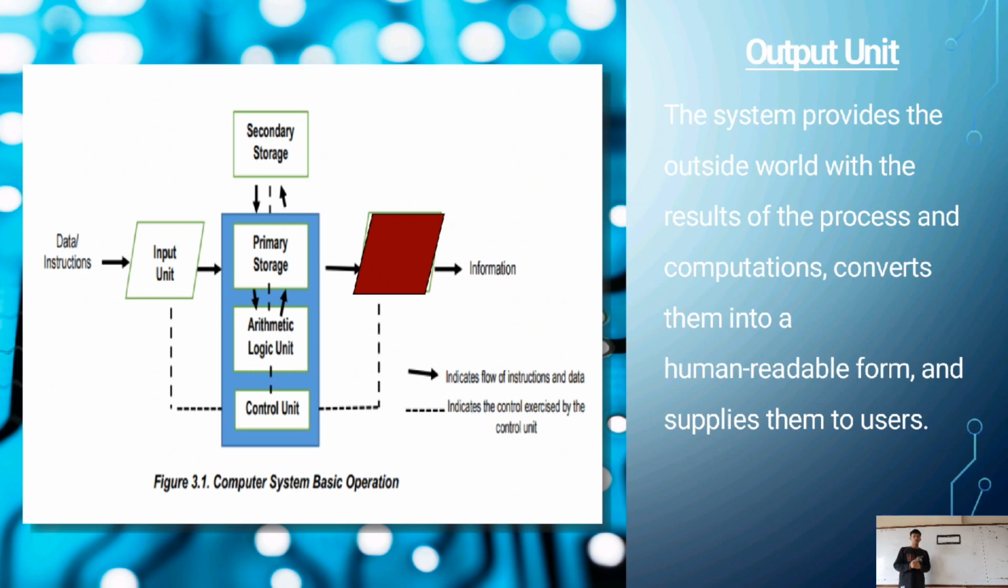Output unit. The system provides the outside world with the results of processed computation, converts them into human readable form, and supplies them to users. An example of an output unit: if you play online games, the sound is called an output unit.